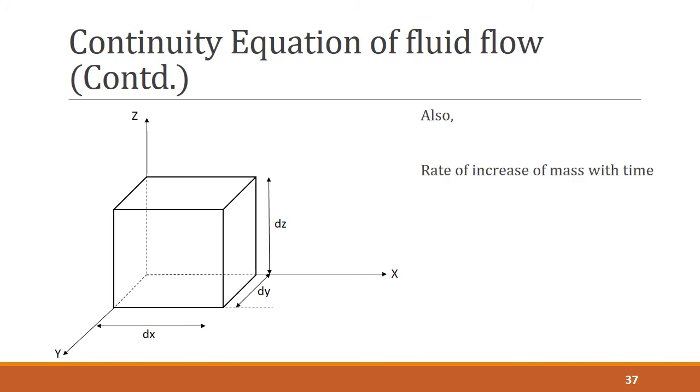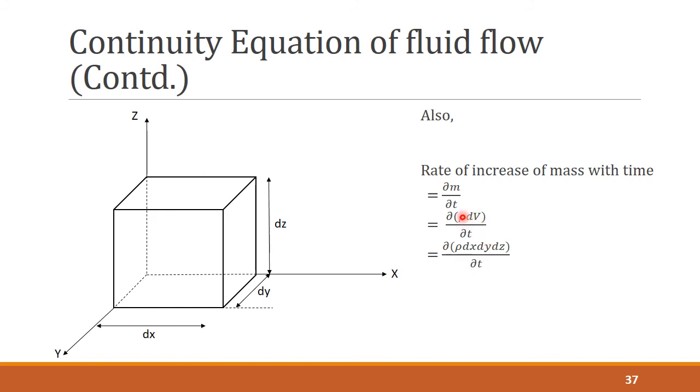Now, fluid mass does not increase with space alone. It is also bound to increase with time, or we are assuming that it also increases with time. So with time it increases as dou m by dou t, or dou by dou t of rho into dV. Mass is given by density into volume, so dou by dou t of rho into dV.